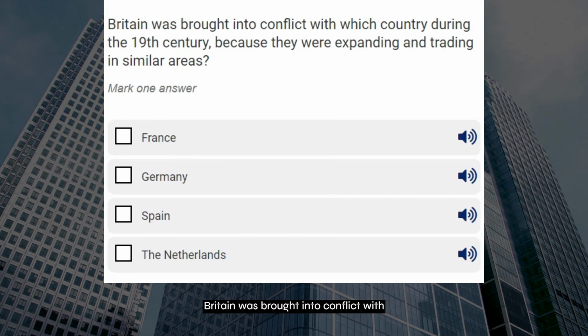Britain was brought into conflict with which country during the 19th century, because they were expanding and trading in similar areas? France, Germany, Spain, the Netherlands. Correct answer, France.